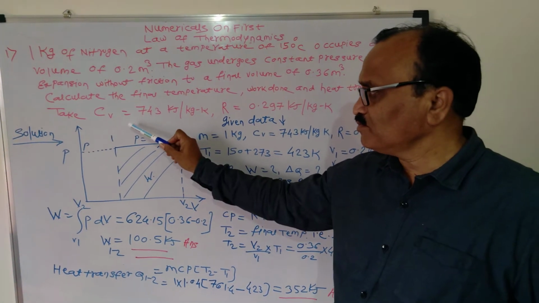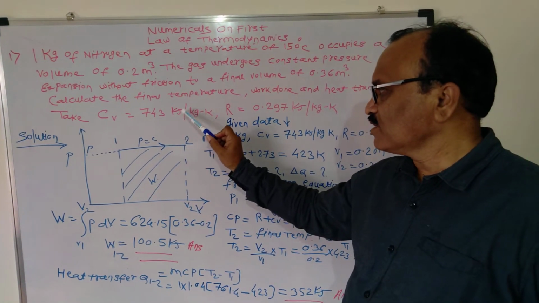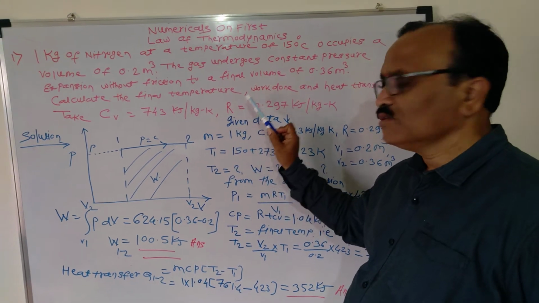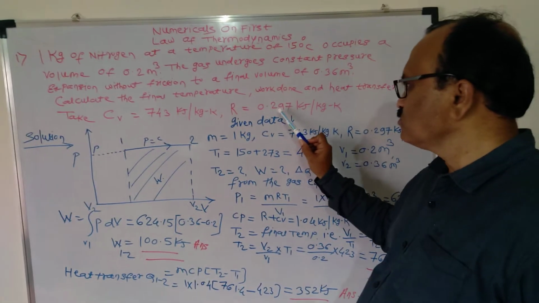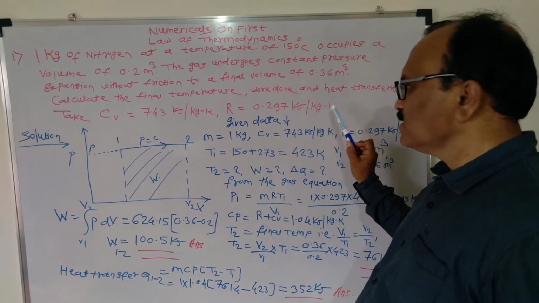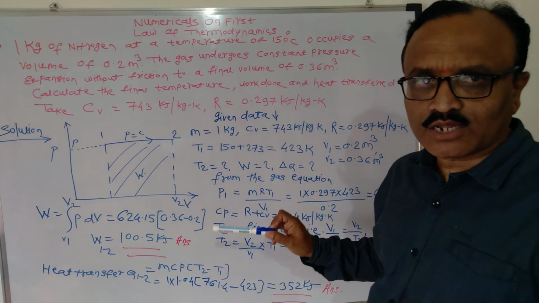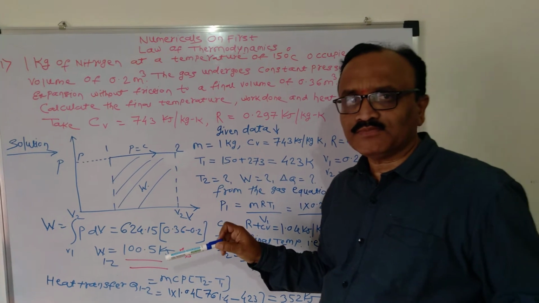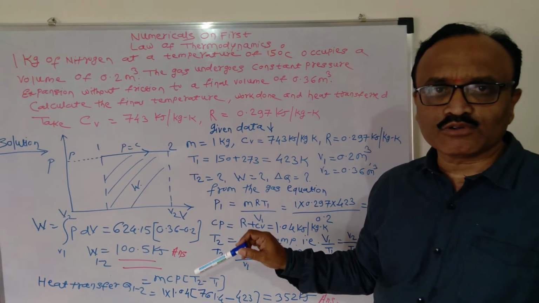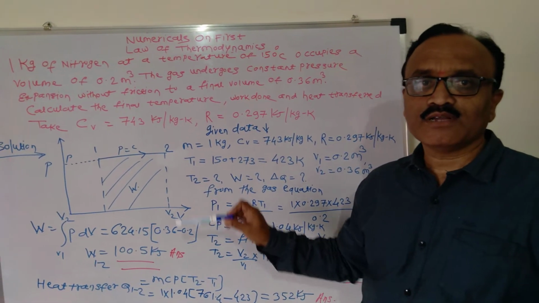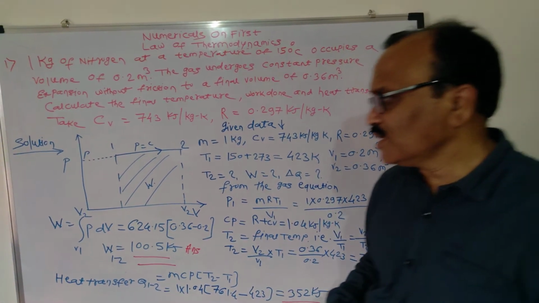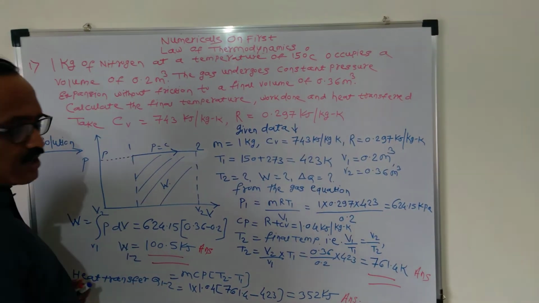So Cv value is 0.743 kilojoule per kg Kelvin, and the gas constant R is 0.297 kilojoule per kg Kelvin, mentioned in the problem itself. So we have to calculate the final temperature, work done during the process and heat transfer for the particular process. So let us move as per our norms.